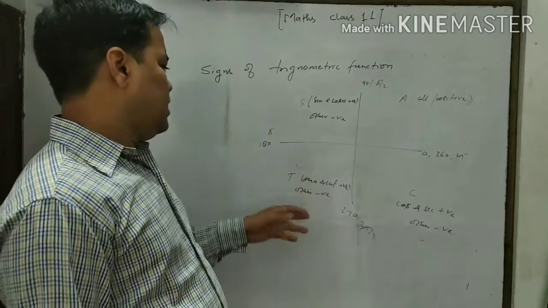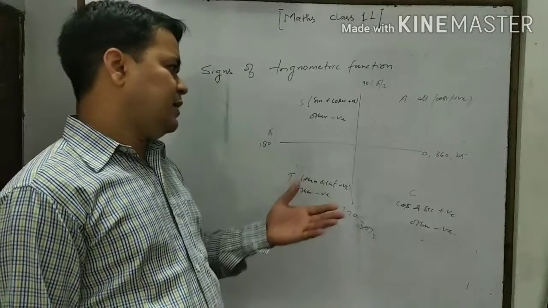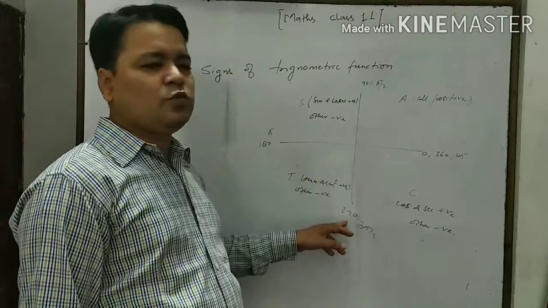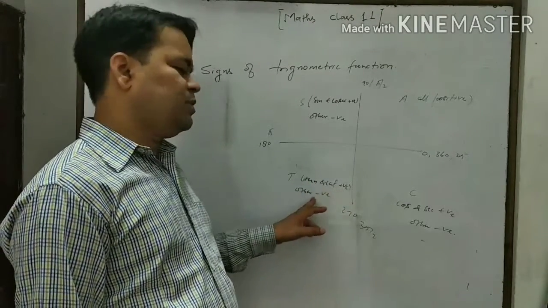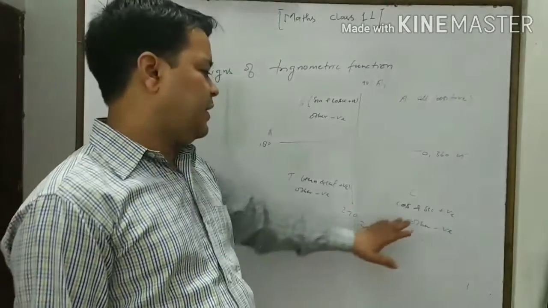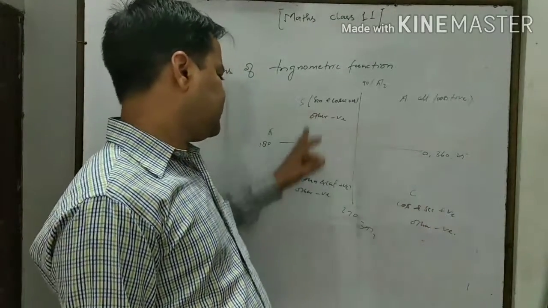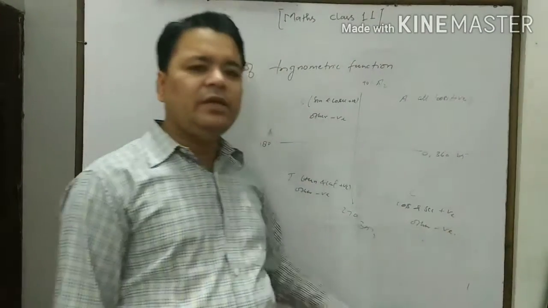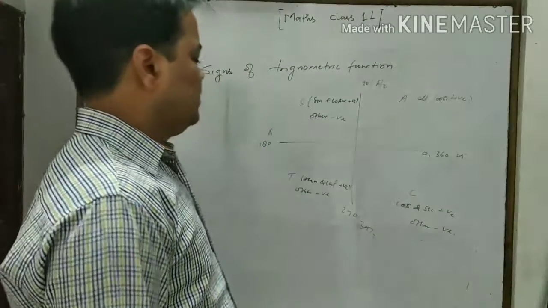Similarly, if you want to find the angle, measure of that angle greater than 180 degree and less than 270 degree, then only tan and cot will be positive and other will be negative. And here, A, S, T, C, means cos and sec will be positive and other will be negative. Getting?